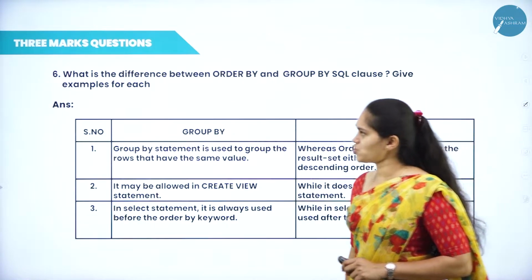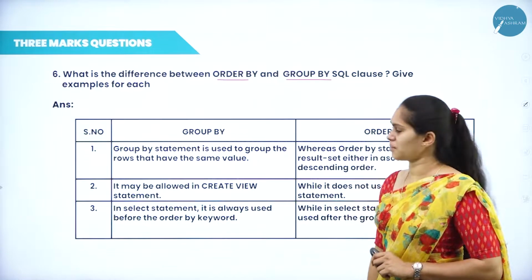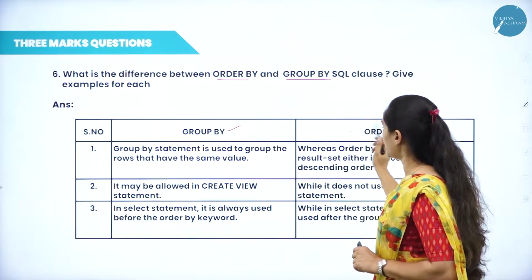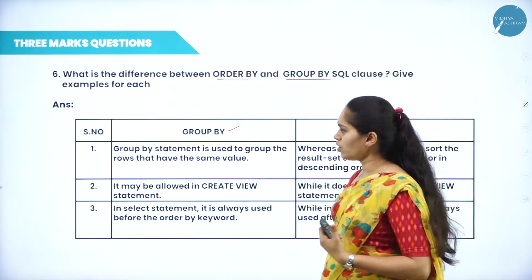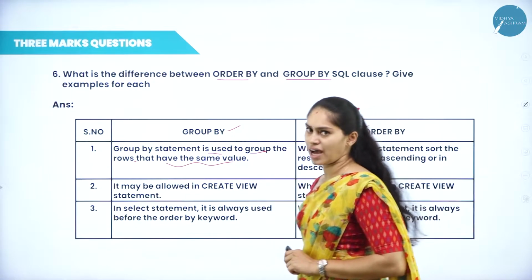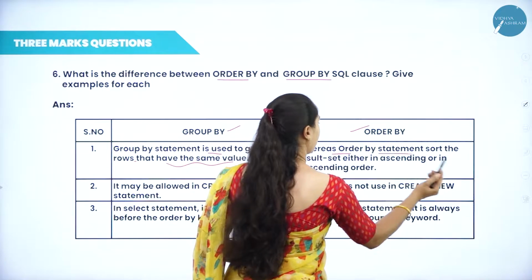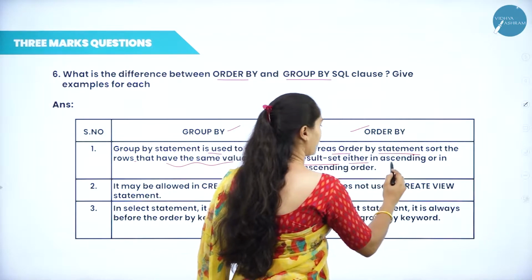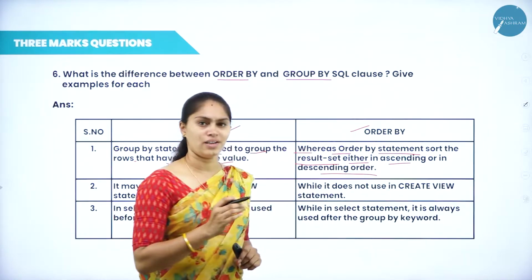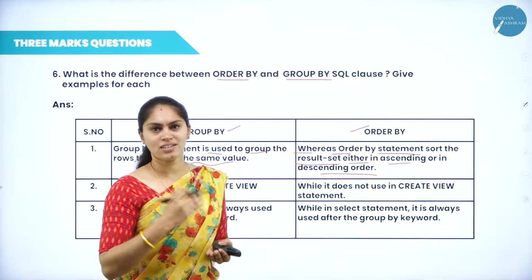We'll see the next question. Write the difference between ORDER BY and GROUP BY SQL commands. So here we have GROUP BY, here we have ORDER BY. The GROUP BY statement is used to group the rows that have the same value. Then what about ORDER BY? Whereas the ORDER BY statement sorts the result set either in ascending or descending order. It is just going to sort the order, either ascending order or descending order.